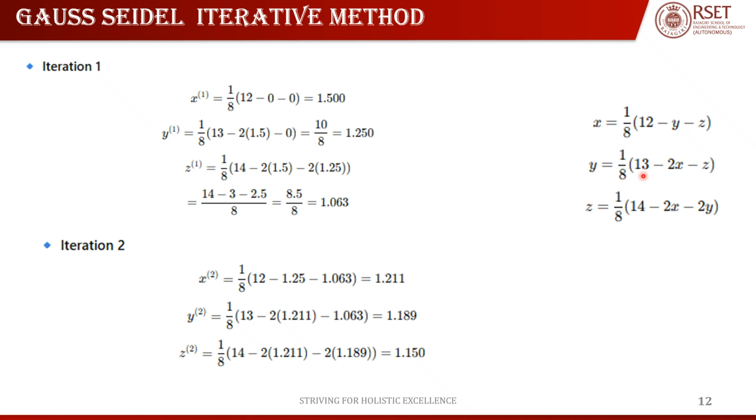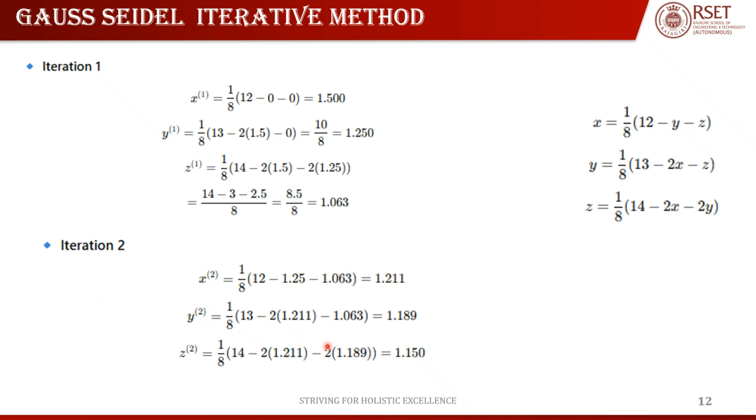Now to get y1, you will substitute x1 here, which is 1.5, and here you will substitute 0 itself, since you don't have z1. And for z1, now you have your x1 and also y1, so you just substitute x1 and y1 here and solve for z1. In this way you have your x1, y1 and z1, and then you go to x2. To get x2, in this formula, substitute y1 and z1. Your y1 is 1.25 and your z1 is 1.063, so you have the value here.